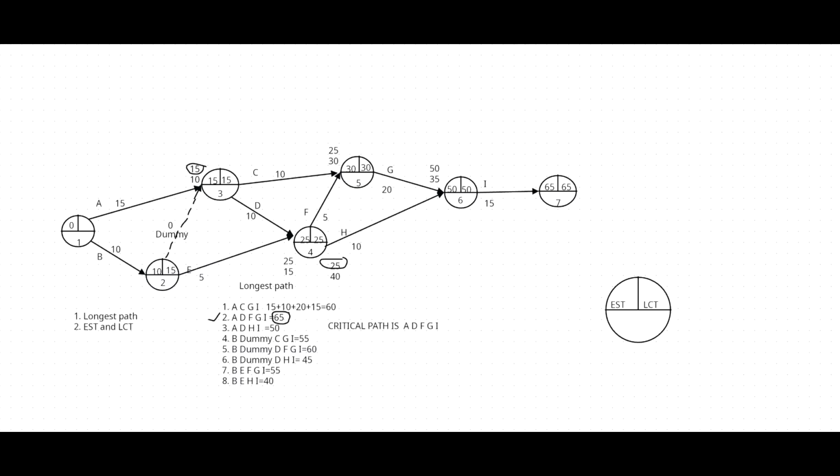The last event, event number 1: via the A, 15 minus 15, 0. Via the B, 15 minus 10 is 5. We select the least value, comparing 0 and 5, 0. Right, now we have completed the earliest starting time and latest completion time. Remember, when calculating the earliest starting time, add and select the highest value. When calculating the latest completion time, subtract and select the least value.